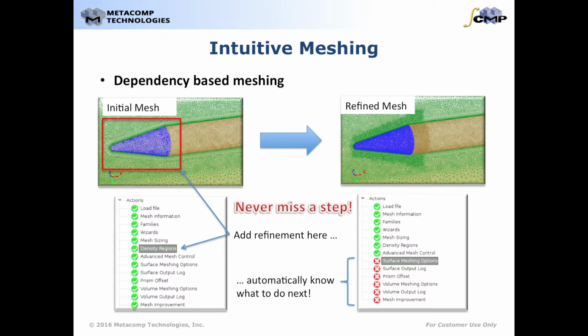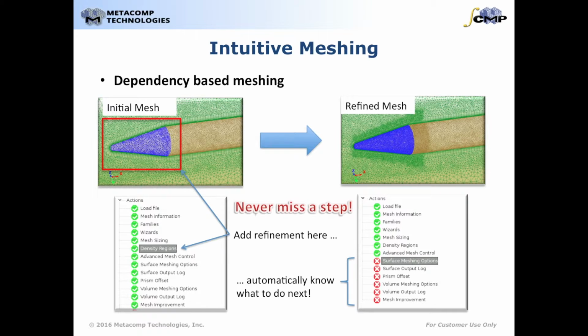The image on the left-hand side shows an initial mesh. A user may determine that additional refinement is needed on the nose cone, shown within the red box. There are many ways to accomplish this refinement. In this case, the user decides to go back and define a density region. They simply navigate back, click on the density region action item. The corresponding action panel will open.